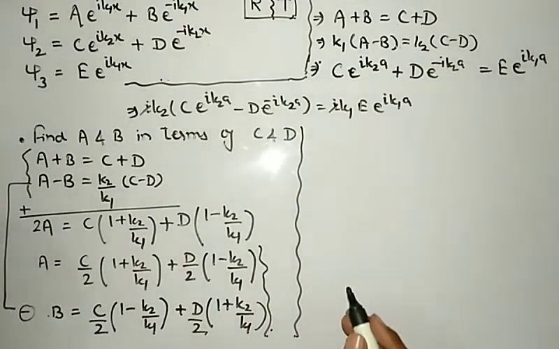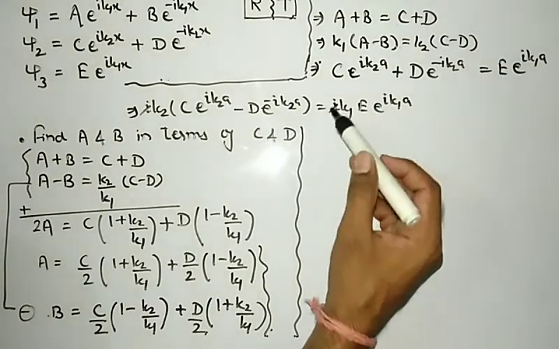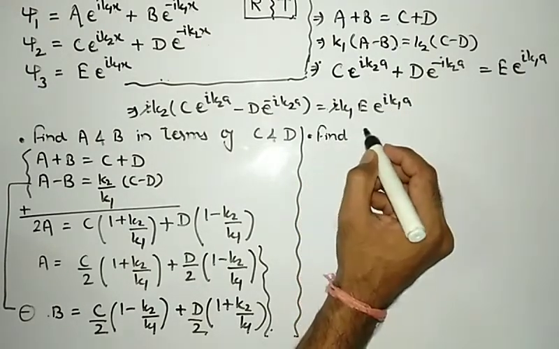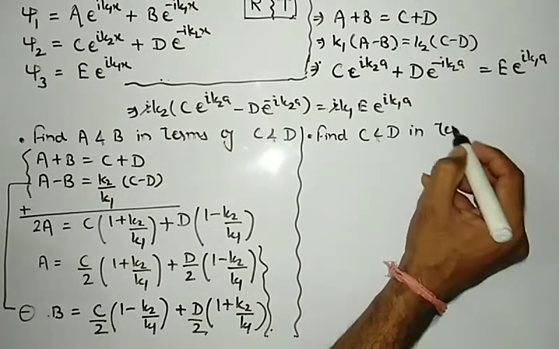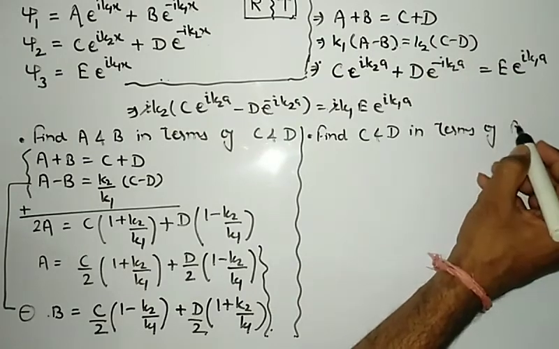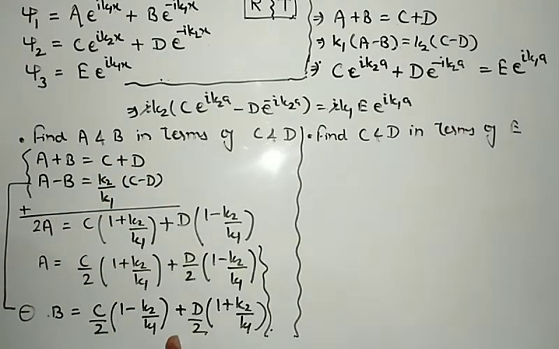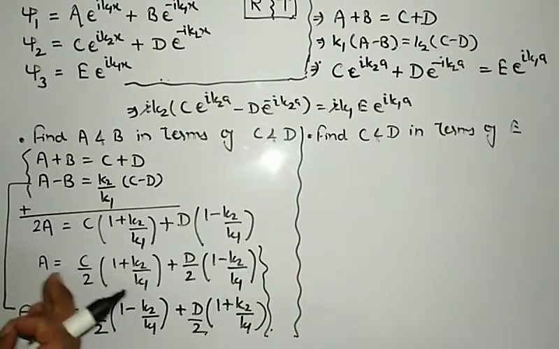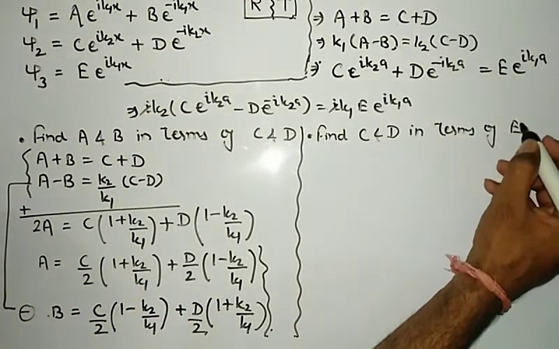Okay, now find C and D in terms of E from these two equations. We are using here A and B in terms of C and D. After finding C and D in terms of E, we can put that value here so that we can obtain the relation between A and E to calculate T. Okay, proceed first now.